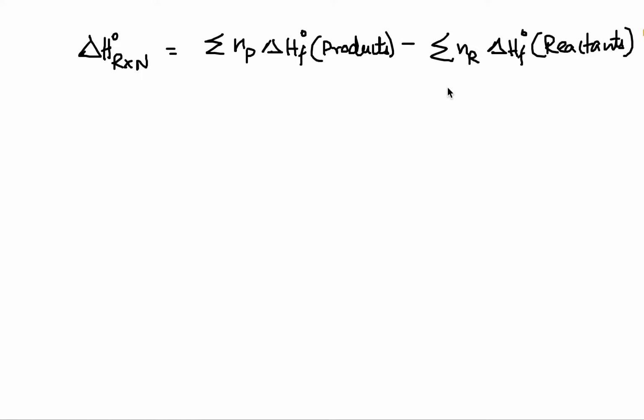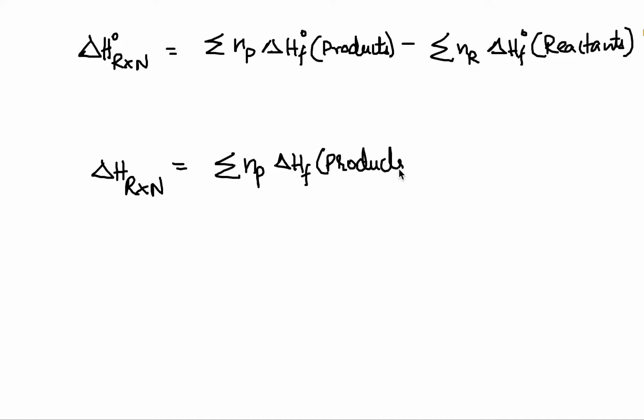This is the formula for the enthalpy of a reaction. If it is a standard enthalpy of a reaction, we must use standard conditions. If it is other than standard conditions, the only difference is there will be no standard condition denotation. That is simply delta H reaction is equal to summation nP delta HF of products minus summation nR delta HF of reactants.